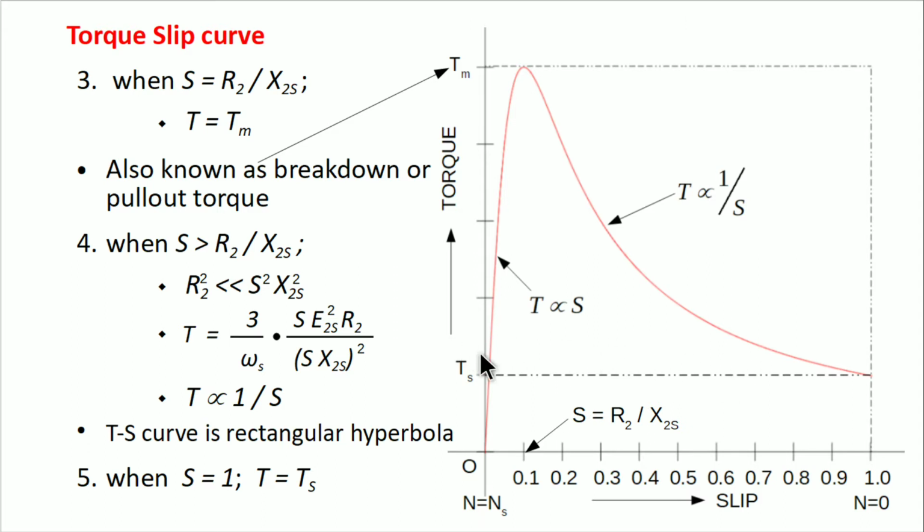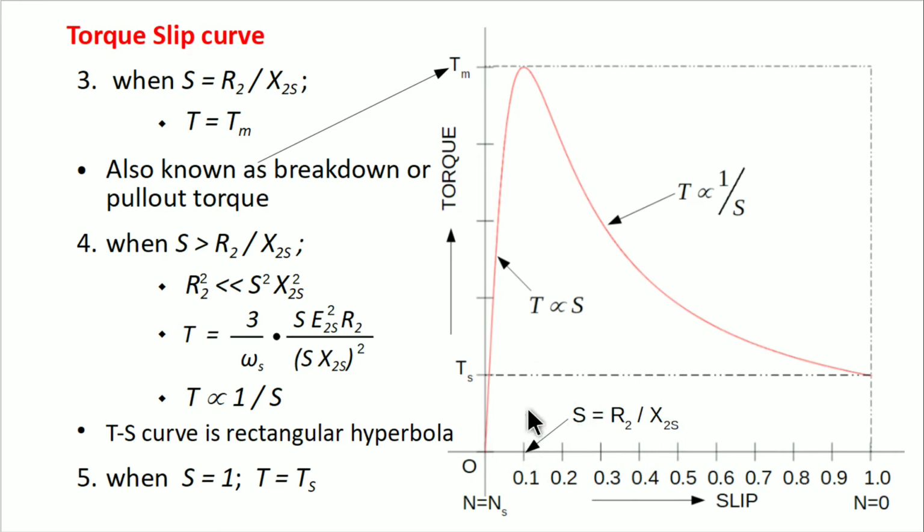Once again we can see the torque corresponding to slip. When torque is 0, slip is 0, torque is also 0. When slip has small values, torque is directly proportional to slip, and the curve is almost a straight line, and it achieves the maximum point when slip is equal to R2 over X2s.